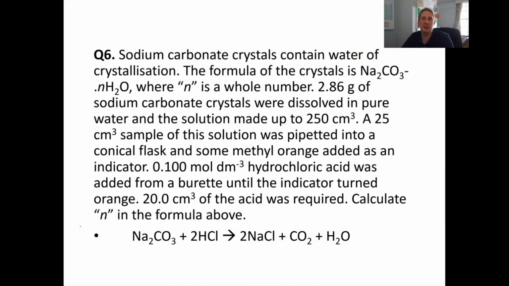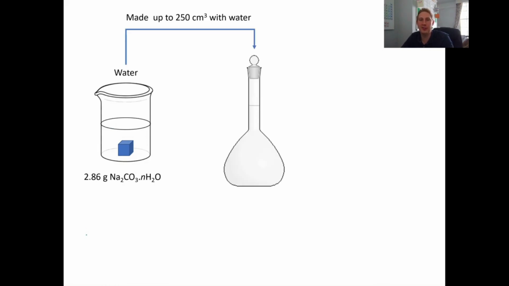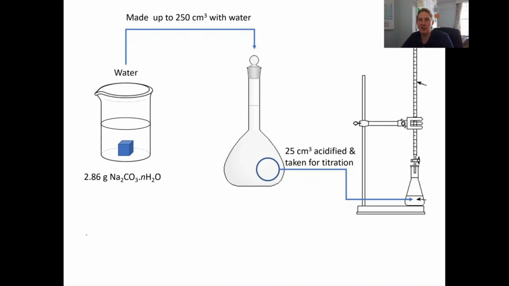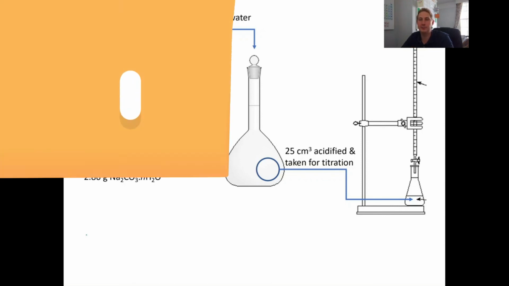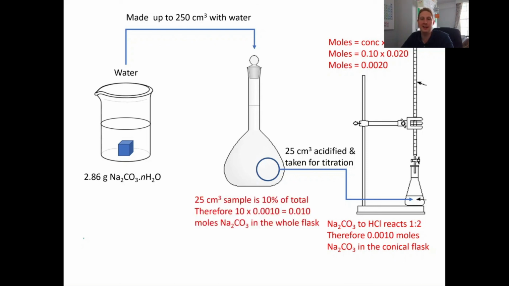Final thing, this is very similar to the example I did. Okay, so 2.86 grams of sodium carbonate dissolved in a certain amount of water, made up to 250 cm³. Take it for titration, add some indicator. Here we're adding the hydrochloric acid. See if you can work it out from here. Okay, moles of hydrochloric acid, 0.002. That means the number of moles of sodium carbonate in the flask, because of the 1-to-2 ratio, is half that, 0.001. Which means in the whole flask, there must have been 0.01 moles of sodium carbonate.